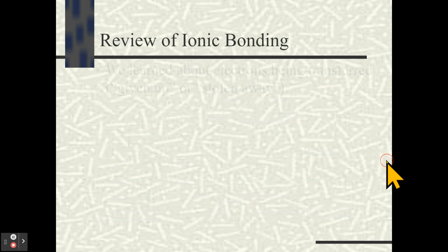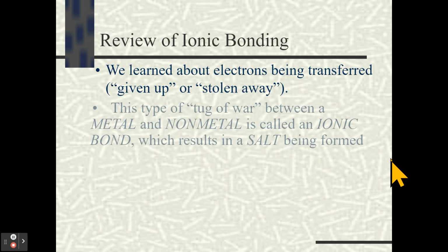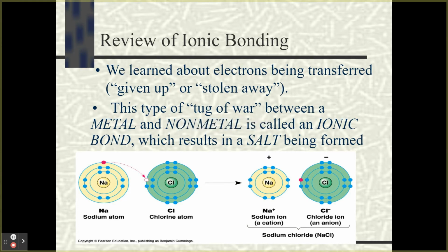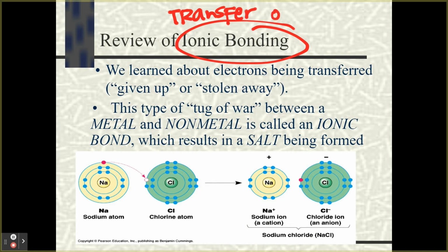So let's look back. First of all, let's talk about ionic compounds. Remember, guys, when we talk about ionic compounds, the bond between them is called an ionic bond. What's so specific about this bond is there is a transfer of electrons. So for ionic bonds, you have a transfer of electrons.